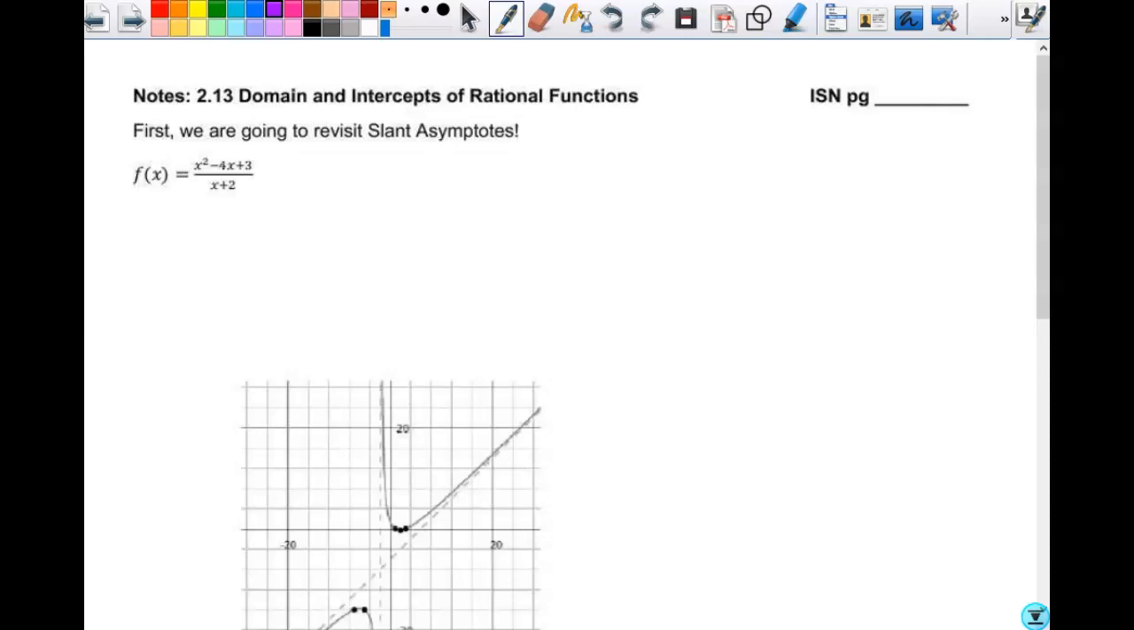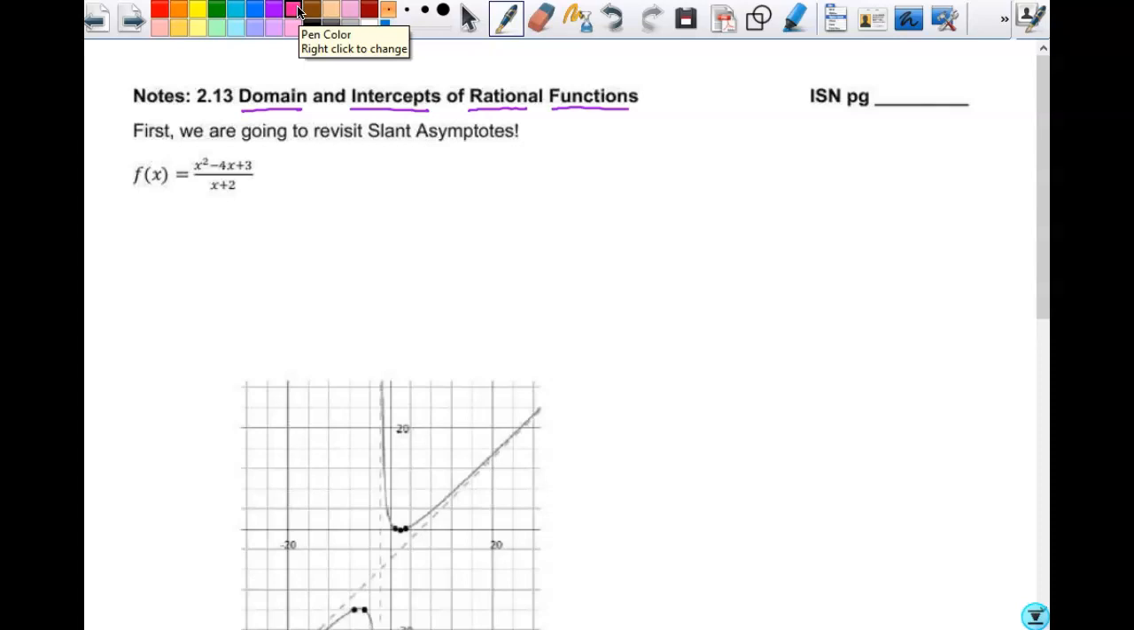Today we're going to look at domain and intercepts of rational functions. This part clearly should not be new to you. Finding these things for rational functions, even though it may not be new, you probably haven't done it a whole lot. So there are a few little things that we have to pay a little bit closer attention to.